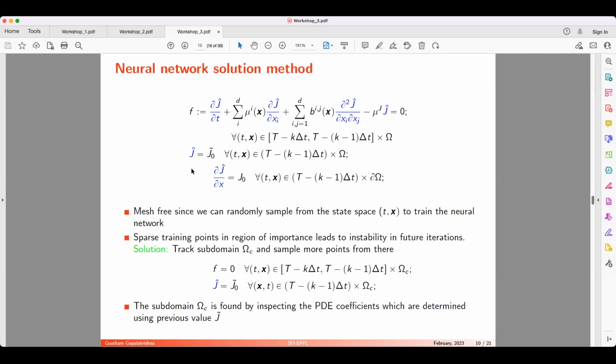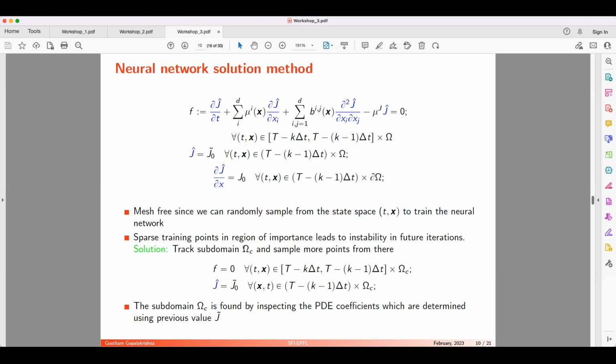All right, so let's focus on the sampling part. So how do we achieve sparsity when we have 5 or 6 dimensions? The idea is that you sparsely sample from throughout the state space, but drawing lots of training points from the entire state space is way too costly. So what you do is you draw very sparse points, but then you augment those points by looking at some subdomain omega c that carries the most economically relevant information.